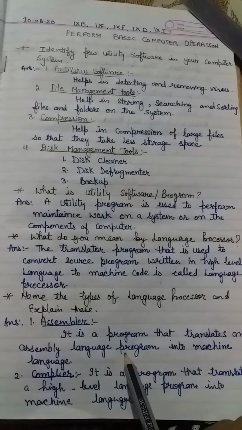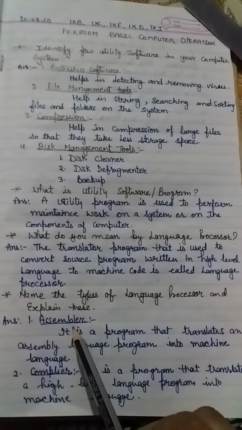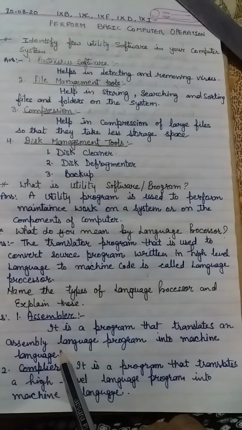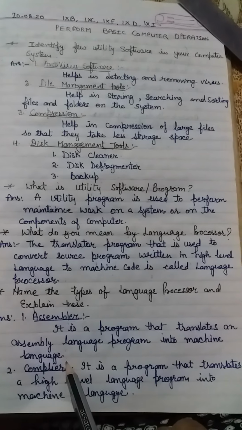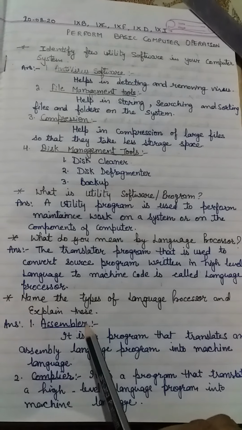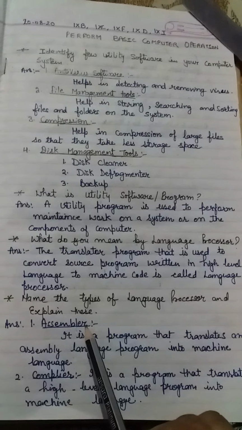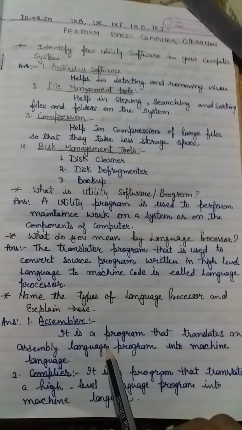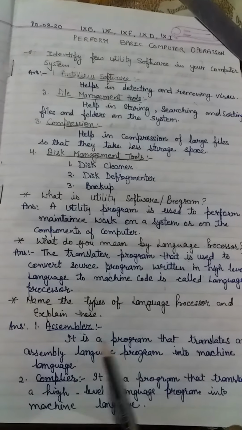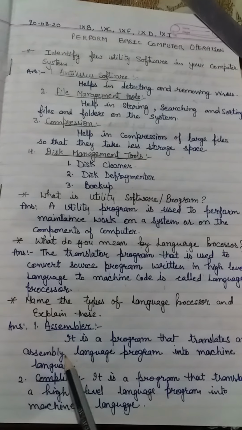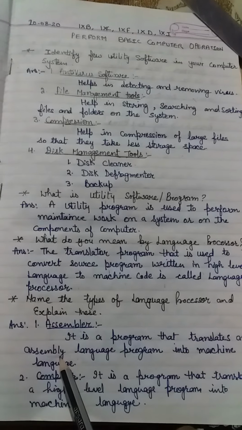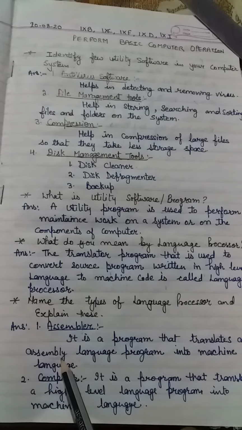Now, in detail, we have discussed what task is done by the assembler. It is a program that translates an assembly language program into machine language. Means first of all you write your program in English-like language, but what does the assembler do? The assembler translates your assembly language program into machine language. Assembly language has some ASCII codes, different types of codes. It is translated first in assembly language, then into machine language.